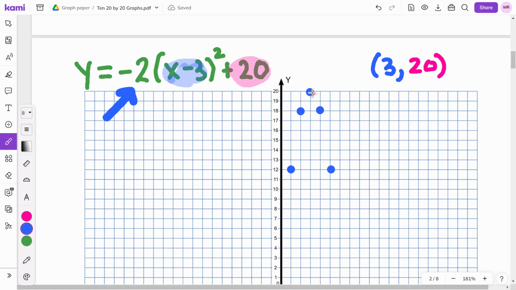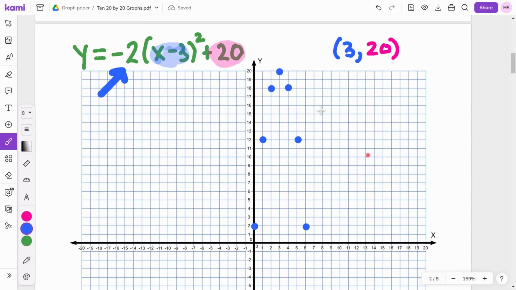It's making every value twice as low, in this case, because we're going down, or twice as far as the original parabola would have been from the vertex. So now I'm going to go 1, 2, 3. 3 squared is 9. I times 9 by -2, and I'm going to go down 18. So when I'm going down 18, that's actually going to put me down at 2 on this graph.